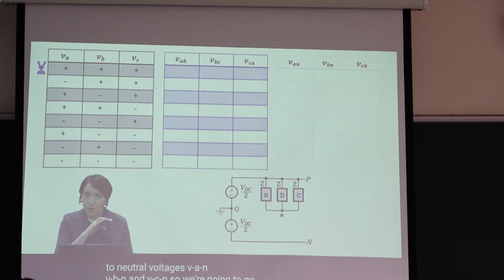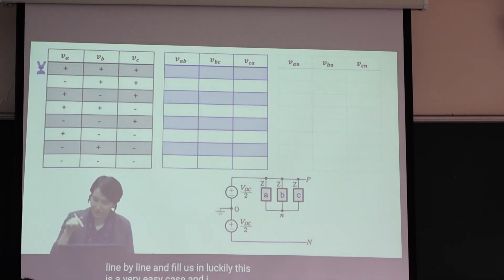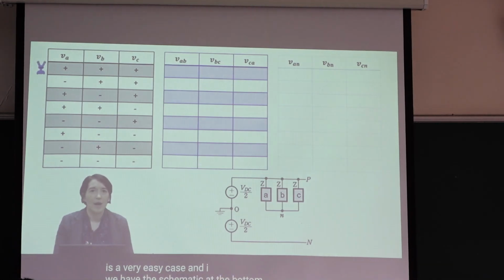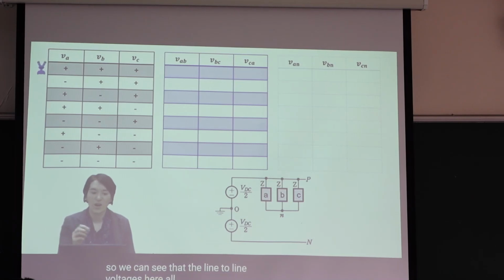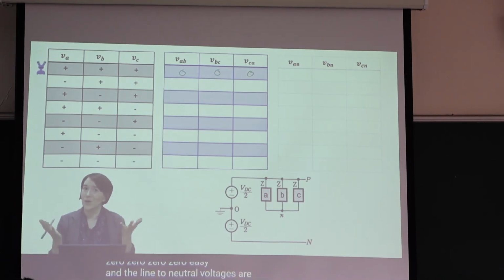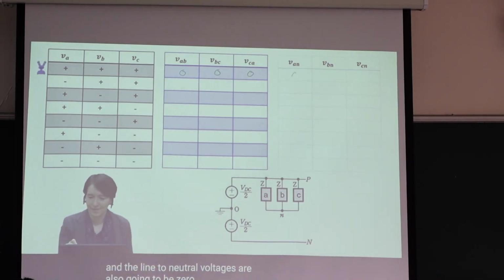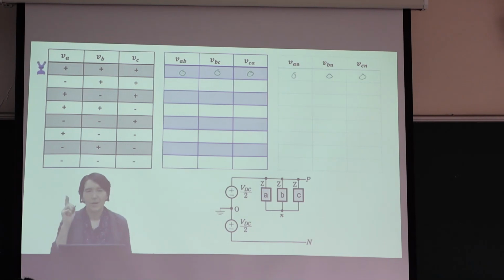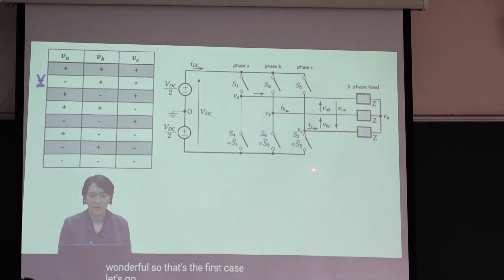So we're going to go line by line and fill this in. Luckily, this is a very easy case, and we have the schematic at the bottom to help us. So we can see that the line-to-line voltages here are all going to be 0, 0, 0. Easy. And the line to neutral voltages are also going to be 0. So in this case, the voltage is 0 because they all short circuit each other.